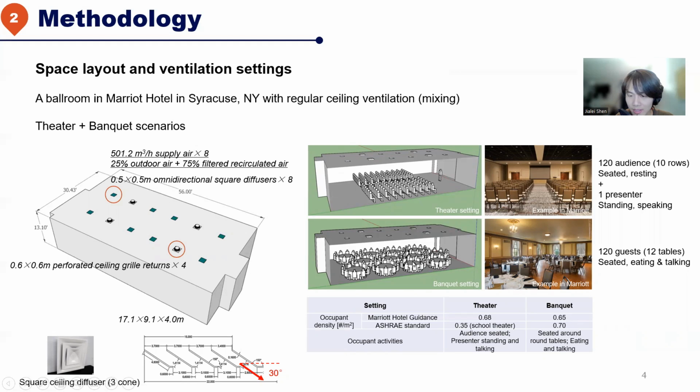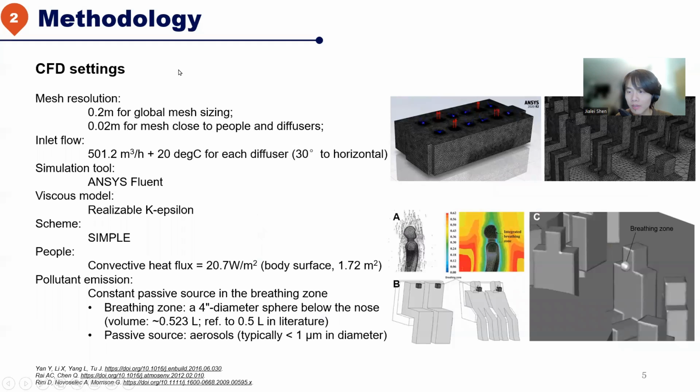Another scenario is the banquet scenario. We have 12 round tables, and each table serves 10 people. So in total, 120 guests are sitting in the space. These 2 pictures are examples from the Marriott Hotel. We did some CFD simulations, trying to find out the infection risk and the airflow pattern in these 2 scenarios. And these are the simulation settings of this study.